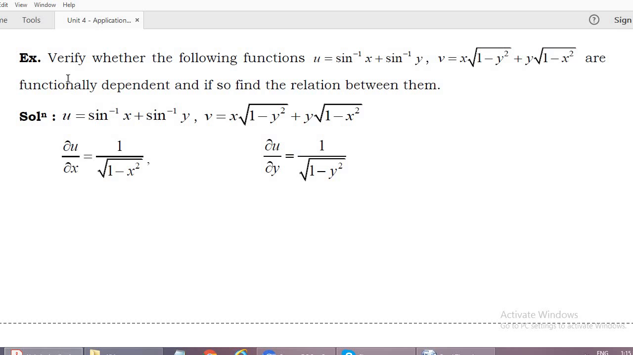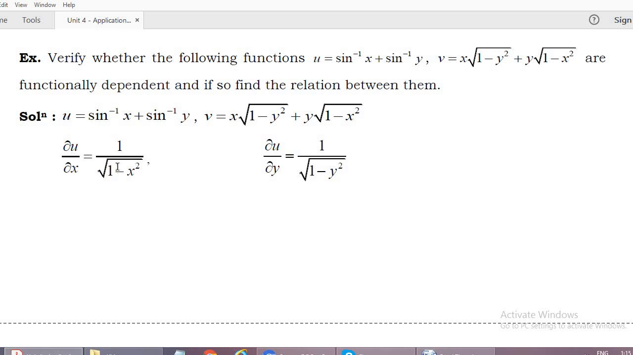Third problem. Verify whether the following functions u equal to sin inverse of x plus sin inverse of y, and v equal to x times square root of 1 minus y square plus y times square root of 1 minus x square, are functionally dependent, and if so, find the relation between them. Again, we will be finding first order partial derivatives.